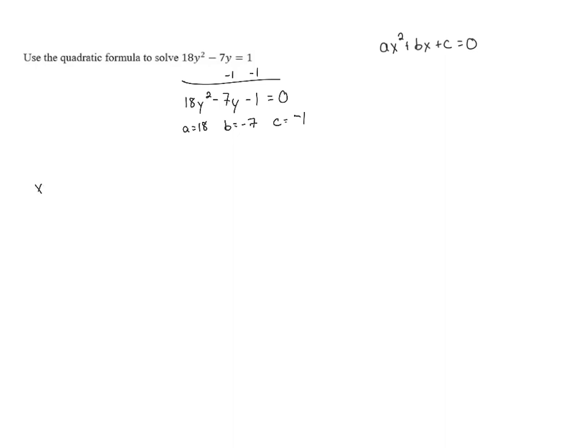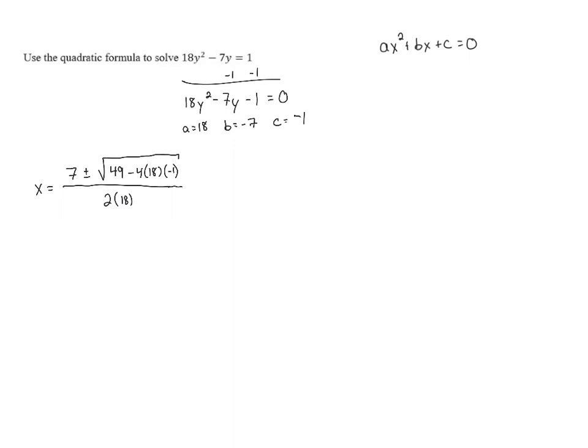Let's try to use the quadratic formula without writing it down this time. In this case, we start off with the opposite of b, but since b is negative 7, the opposite of b is positive 7. So we start off with 7 plus or minus the square root of b squared. In this case, b is negative 7. Negative 7 squared is 49. And then minus 4 times a, which is 18, times c, which is negative 1. And this is all over 2 times a, which is going to be 2 times 18.